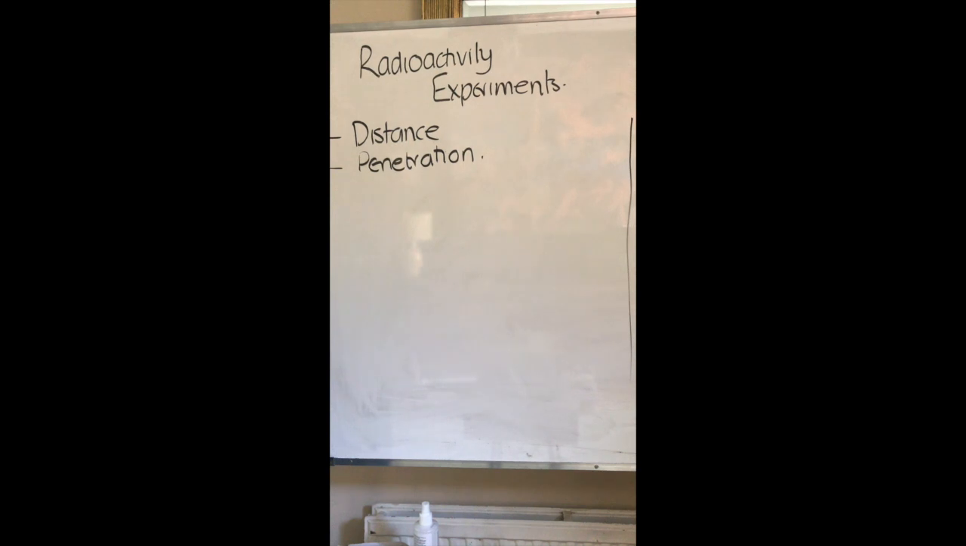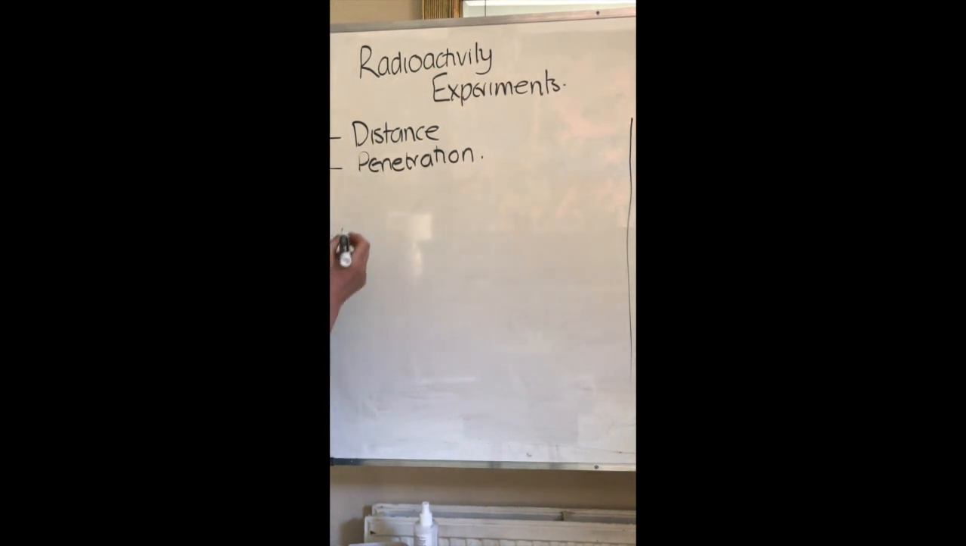Most of them, or the two experiments that you need to look at, are about distance and penetration, and they're mostly talking about whether you can differentiate between alpha, beta and gamma. Can you tell which one's alpha, which one's beta and which one's gamma by how far they travel, or what they are stopped by, the penetration part.